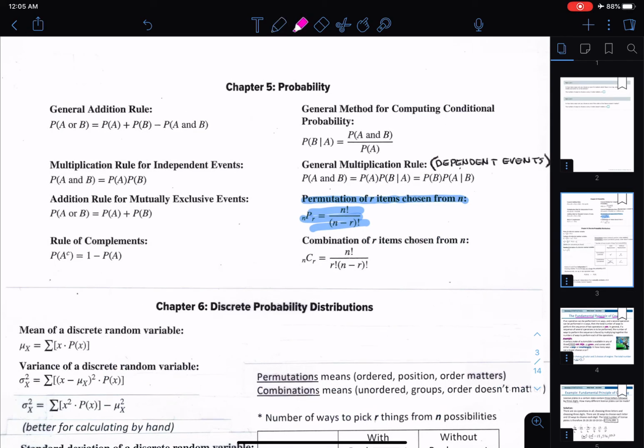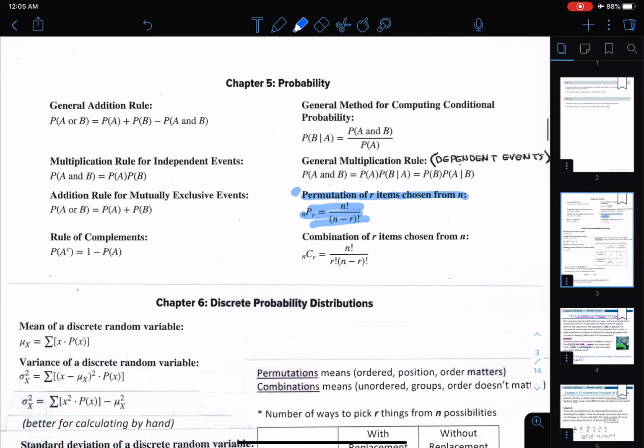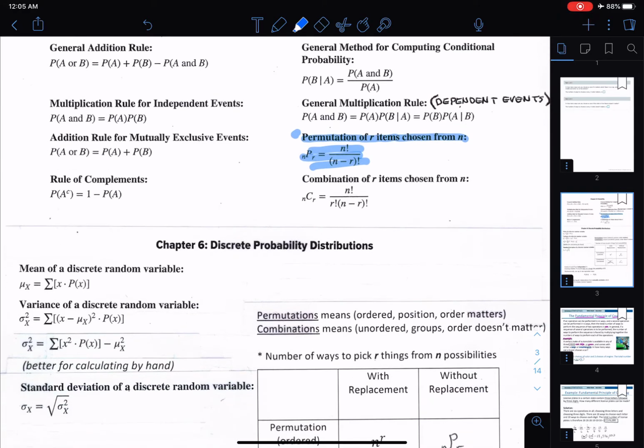And I'm going to use the same color, blue. So permutations, here's the formula that we just did up here. But what's really important is you need to know when to use a permutation and when to use a combination, which we're going to start talking about combinations real soon. But permutations, you're going to use a permutation when order is important, when position is important, when order matters, or when you're ordering things, or when you're arranging things, okay?